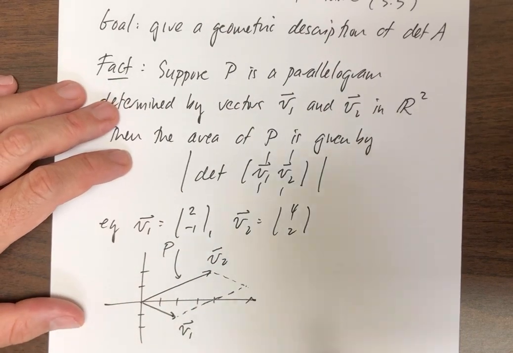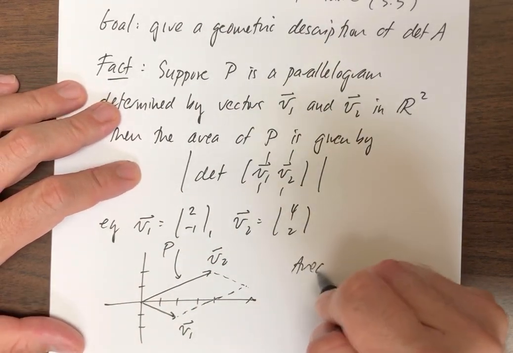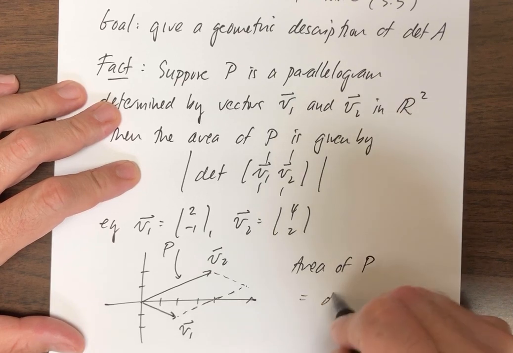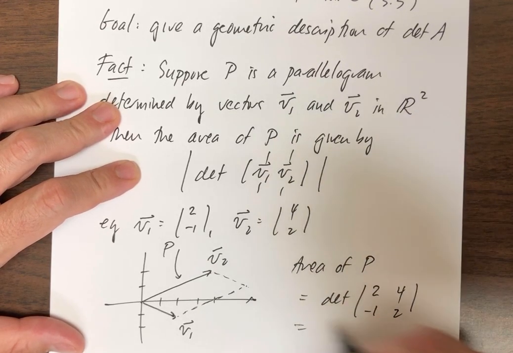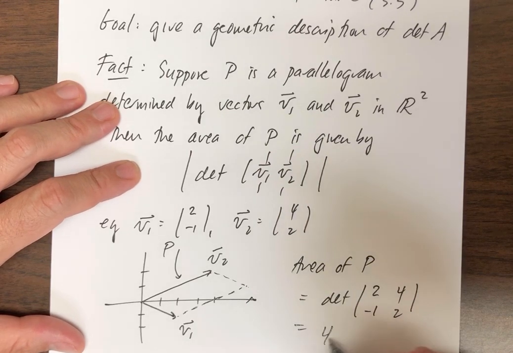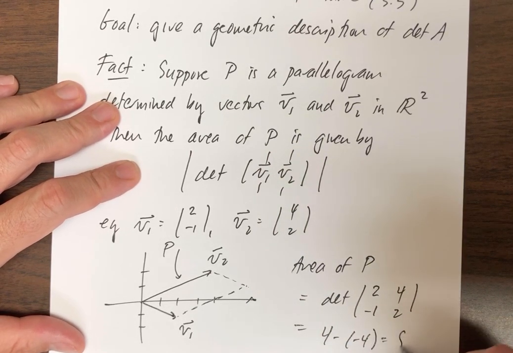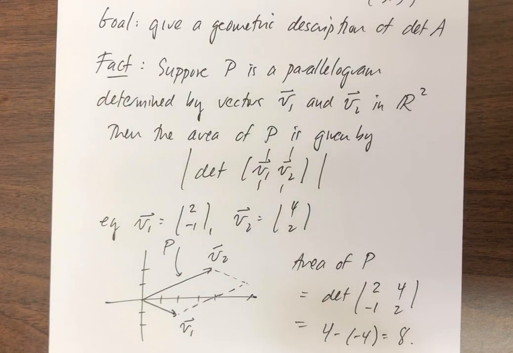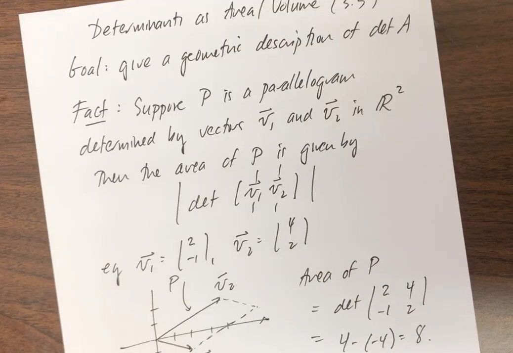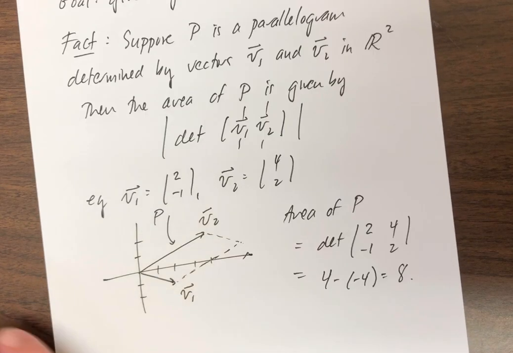Okay. So what's the area of P? It's going to be the area of P equals the absolute value of the determinant of the matrix with columns (2, -1) and (4, 2). So what is that? It's just going to be 4 minus (-4). In this case, it's 8. Okay. So that's the tool. That's a nice little fact. Now, it turns out that this generalizes to higher dimensions.